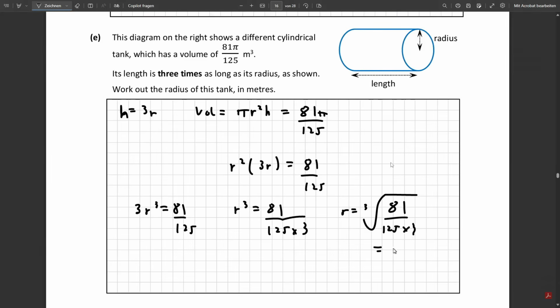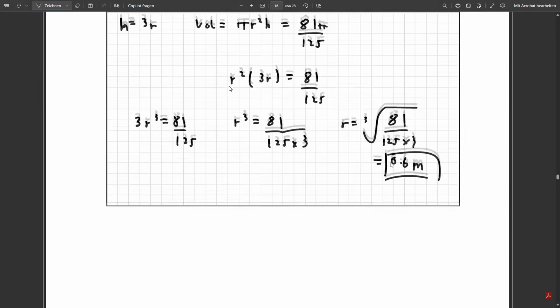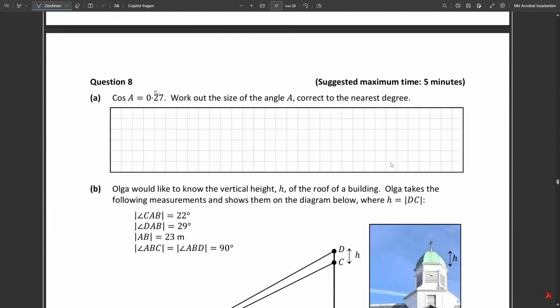And that gives you 0.6. And it's going to be in meters because these are all in meters. So that means this will be in meters, and they want the radius of the tank in meters, so then we're done. If cos of A is 0.27, what is the size of the angle A?